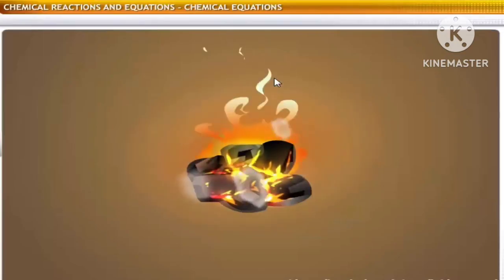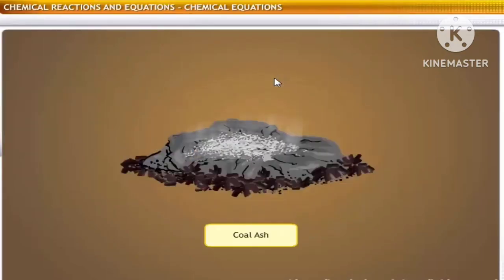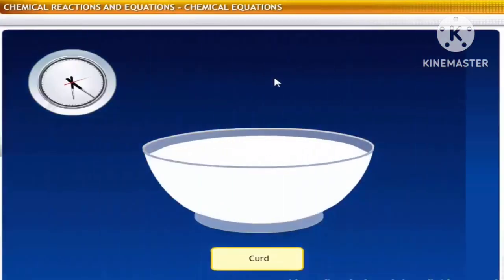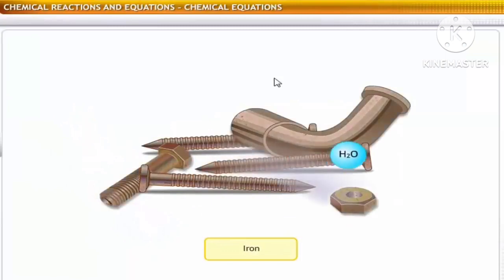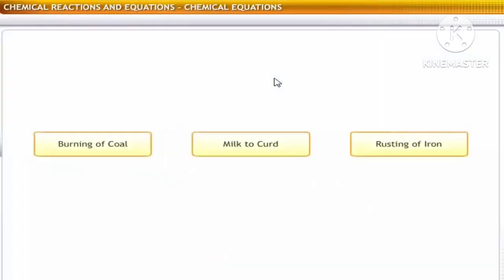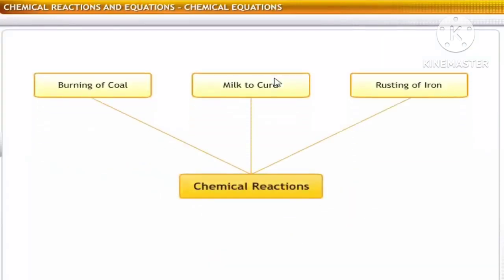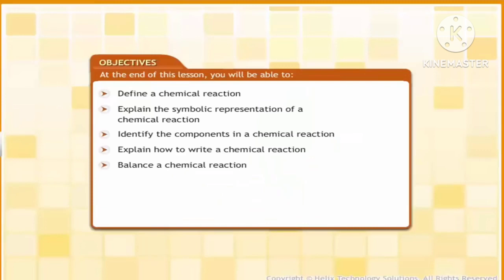Changing of coal when it is burned to produce heat. Changing of milk into curd. And rusting of iron when exposed to moisture. All these changes are a result of chemical reactions. These chemical changes can be represented through chemical equations. In this lesson, you will learn about writing and balancing chemical equations.